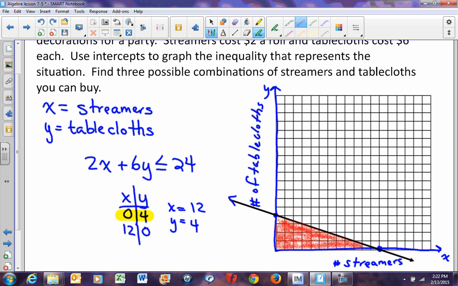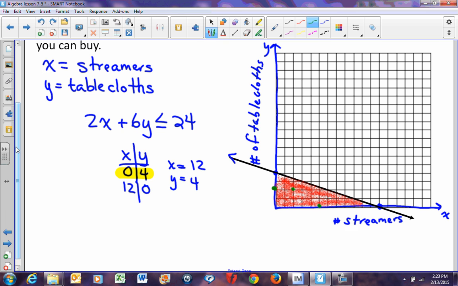What they want to do next is they told me to find 3 possible combinations of streamers and tablecloths that I could buy, which means I can choose any 3 points that land in this triangular region. Okay, just for arbitrary sake, I'm just picking those 3. And if I read that, I can buy 0 streamers and 2 tablecloths, and I can write 0 streamers, 0 cloths.